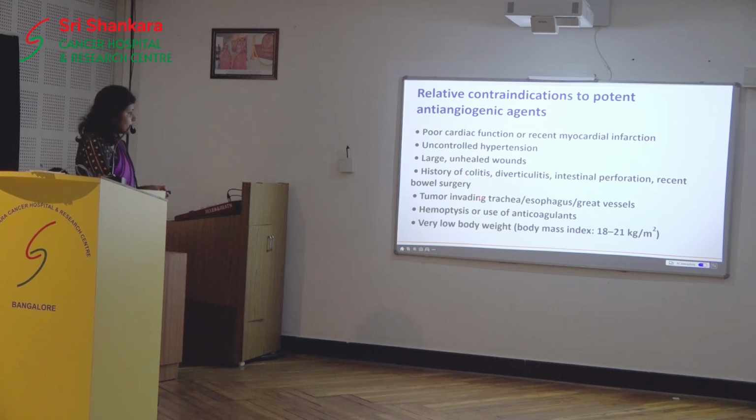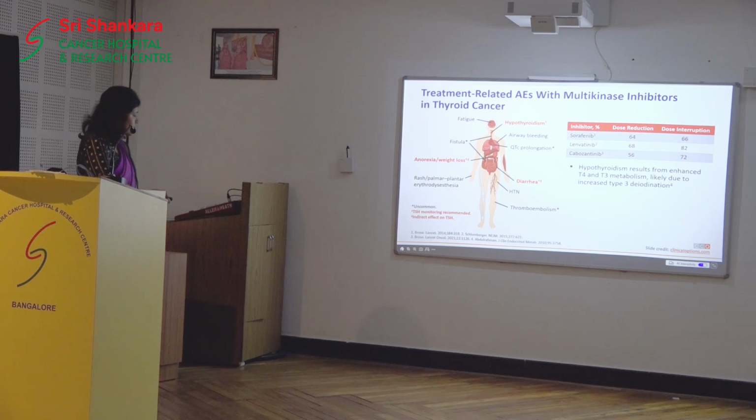or a recent bowel surgery. A tumor invading the trachea, esophagus, or great vessels. This is in the anaplastic setting. And hemoptysis or use of anticoagulants, because they are more prone to bleeding here. And very low body weight, because some of the drugs have body weight or body surface area recommendations for use. This just incorporates everything I told you, head to toe, for ease of information. We have thyroid, bleeding, GI, that is diarrhea, and the cardiac side effects, hypertension and thromboembolism.